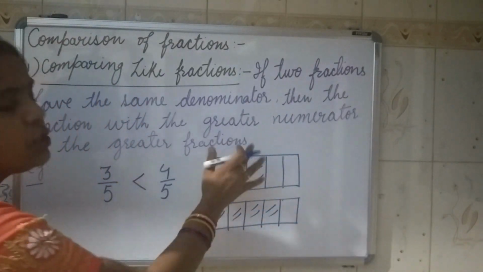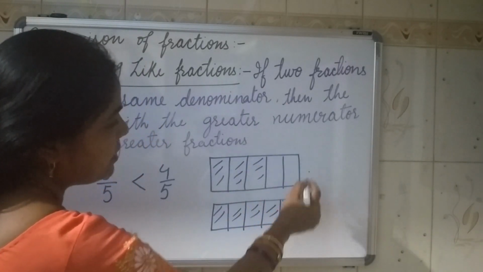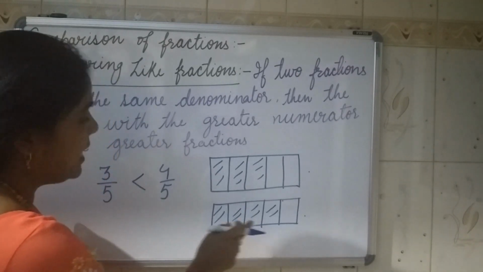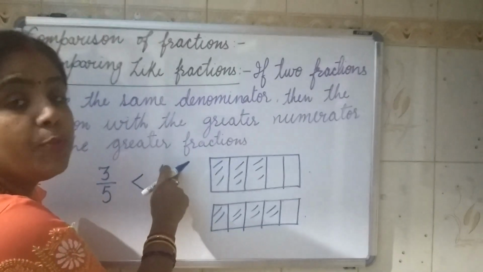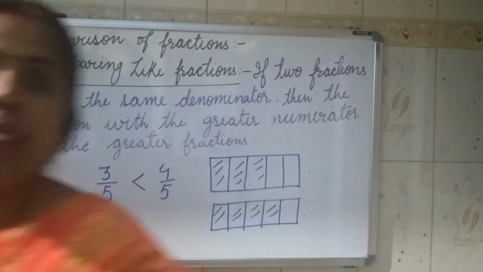See, the size of the chocolates is same. So which one is greater? If we see this first one and second one, which one is greater? Which one is big? This one is big. It means the fraction with the greater numerator is the greater fraction. I hope it is clear to you.